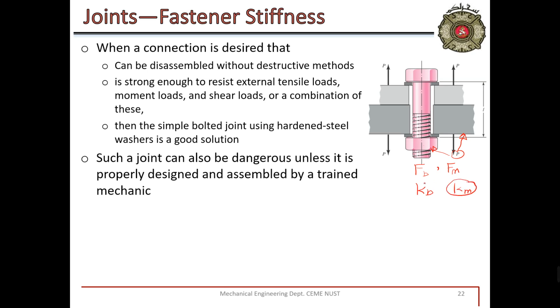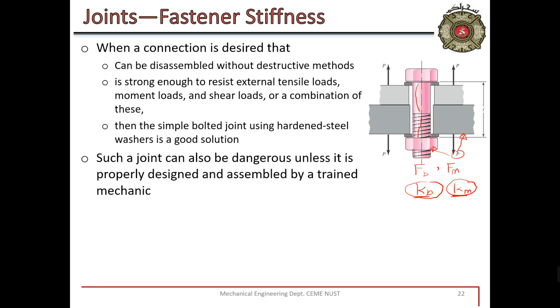This K_B and K_M show us the stiffness of both, and from stiffness we can determine how much of the external load is borne by the bolt and how much is borne by the members. But here is another issue: the bolt is not a single member. It consists of one solid portion and one threaded portion. So we have two elastic members in series.